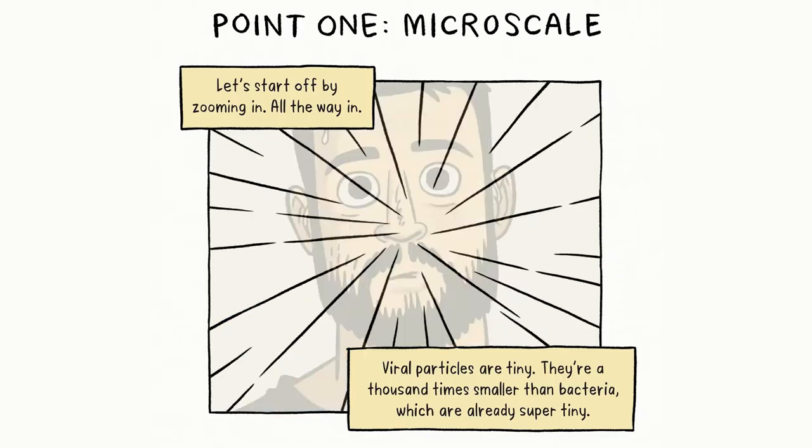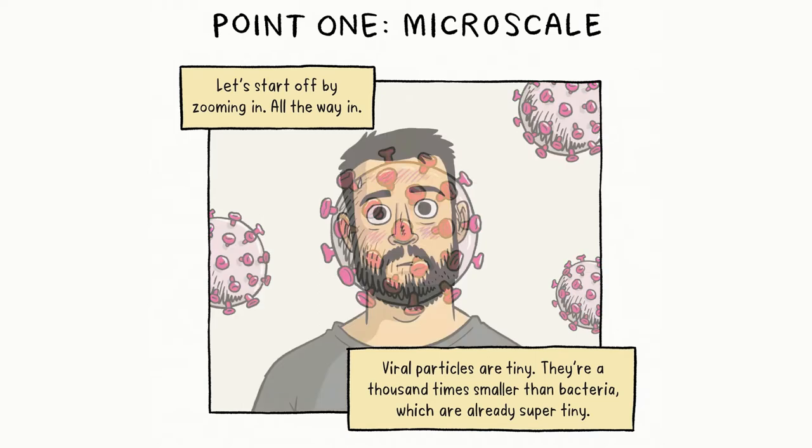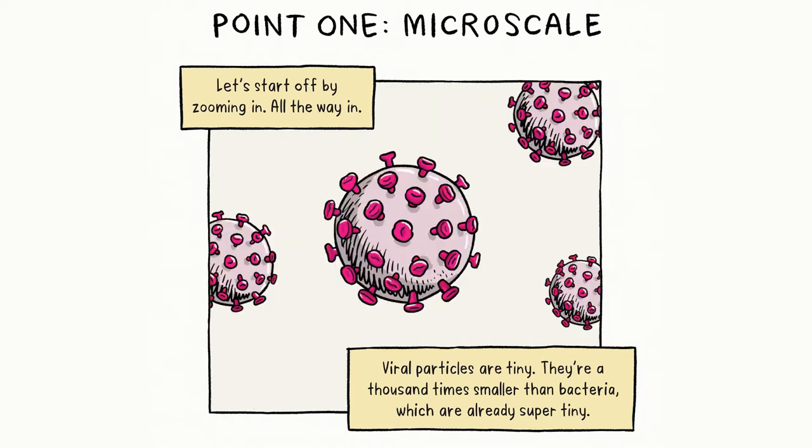Three simple points about the science of COVID-19. Point 1. Micro scale. Let's start off by zooming in all the way in. Viral particles are tiny. They're 1,000 times smaller than bacteria, which are already super tiny.